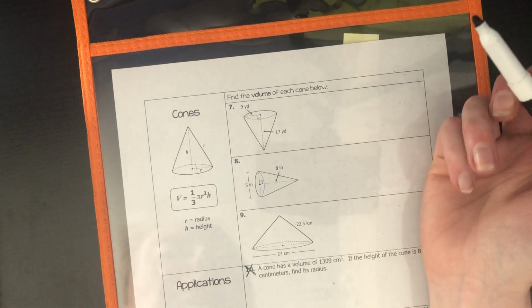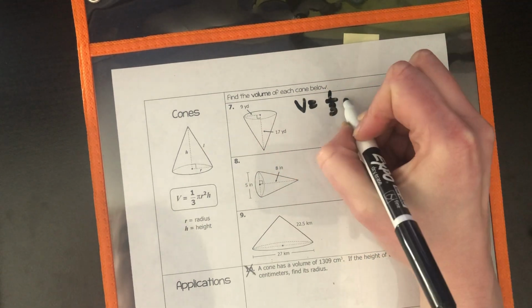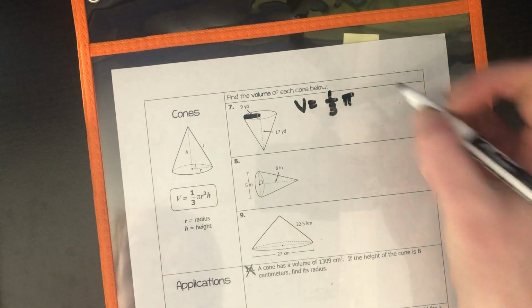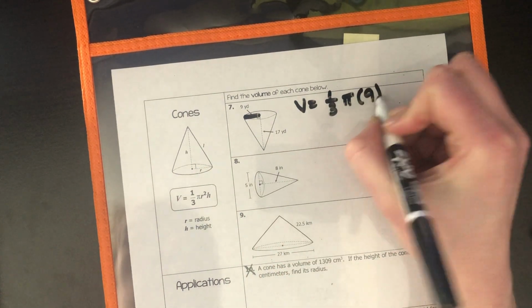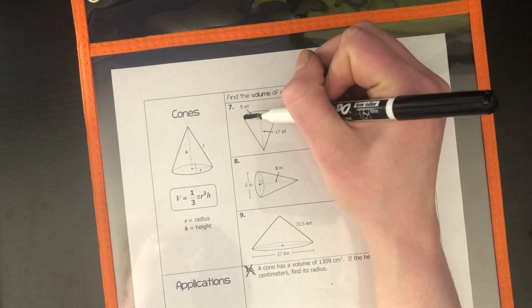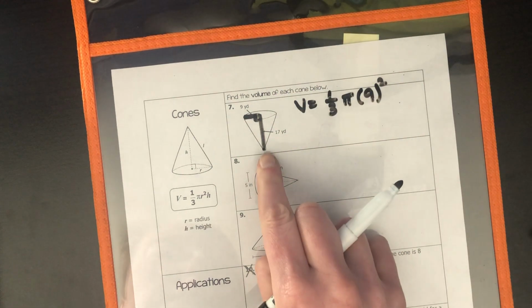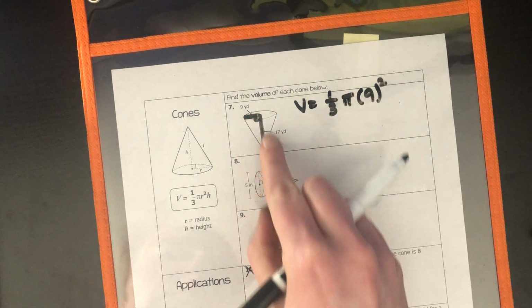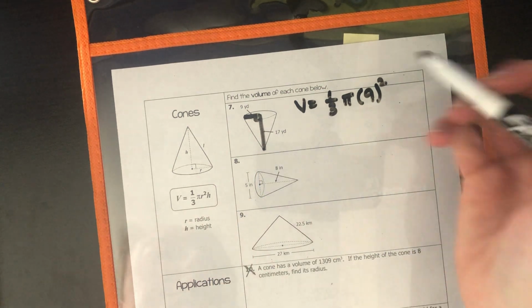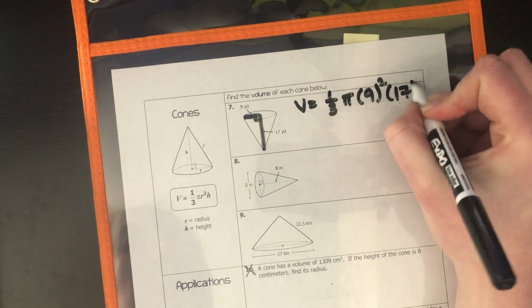So for example, number 7, volume equals 1/3 pi. They give us the radius, which is 9, so 9 squared. And then the height. So kind of think of like an ice cream cone, and how deep does it go to put ice cream in it. Always look for that lovely right angle. If you see a right angle, it's perpendicular. That's also telling me a height. And how deep it is, which is the height, is 17.